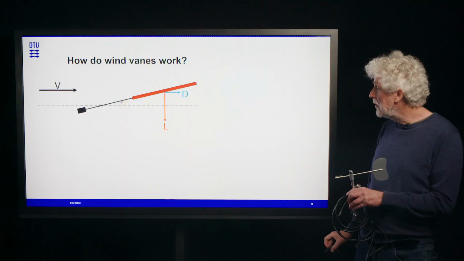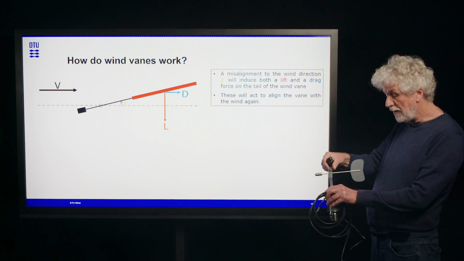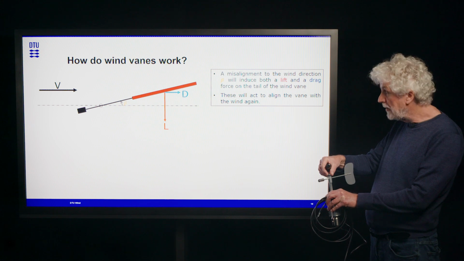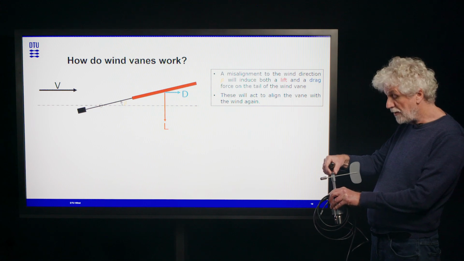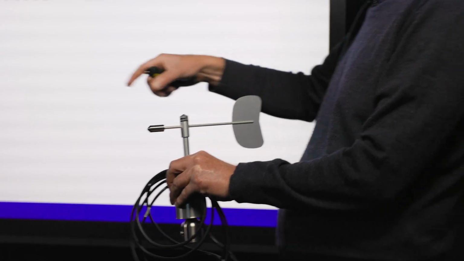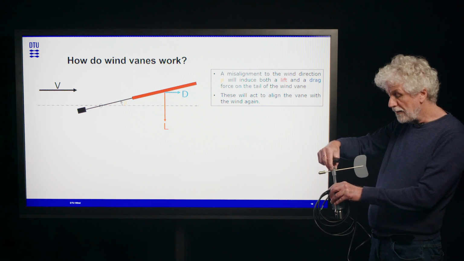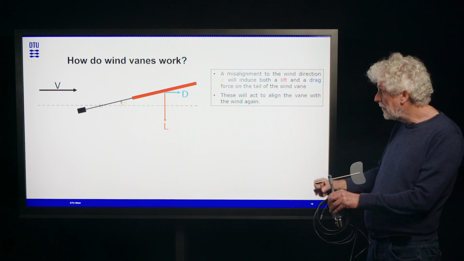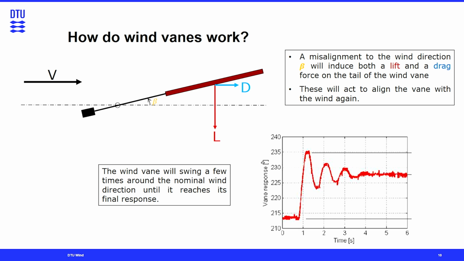Now let's look at how this actually works. If you imagine the wind coming towards me this way, and the vane is slightly displaced from that direction, then we'll be generating a lift and a drag force, just as on a wind turbine wing or on an aircraft wing. And both those forces, the L and the D, will be acting to realign the vane to the wind direction. It turns out that this is what we call a second order system, and it will slightly overshoot a few times before it really settles to the actual wind direction.